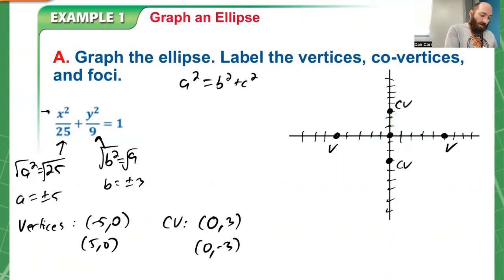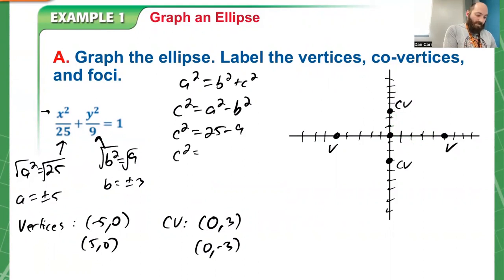So instead of doing that, I'm going to write c squared is equal to a squared minus b squared. Might make it a little bit easier because now I can just do this. C squared is equal to 25 minus 9, which means c squared is equal to 16, and I square root both sides, so I get plus or minus 4. So again, that's going to go the same direction as the major axis. Foci are always on the major axis. So I can go 1, 2, 3, 4 here, 1, 2, 3, 4 here. Here's my focus and focus right there.